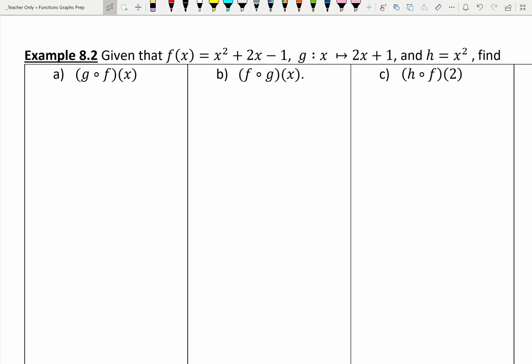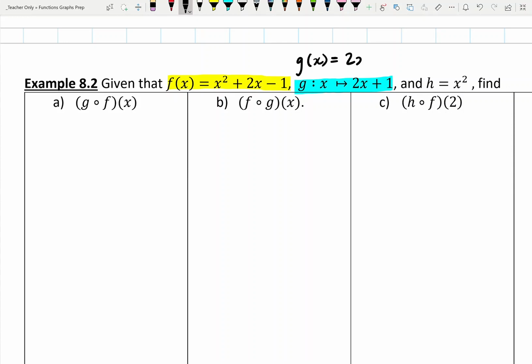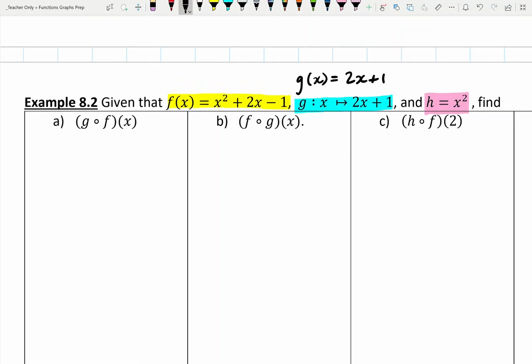In this example, we're going to look at some composite functions. We've got three functions up here: f of x equals x squared plus 2x minus 1. We've got g such that x maps onto 2x plus 1, and we should be familiar with the idea now that this is effectively g of x equals 2x plus 1. And then our third function is h equals x squared, and recognizing that that is actually h of x equals x squared.